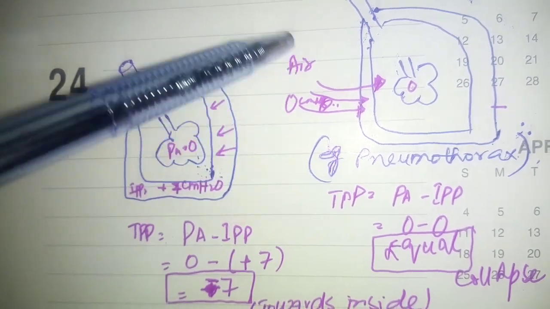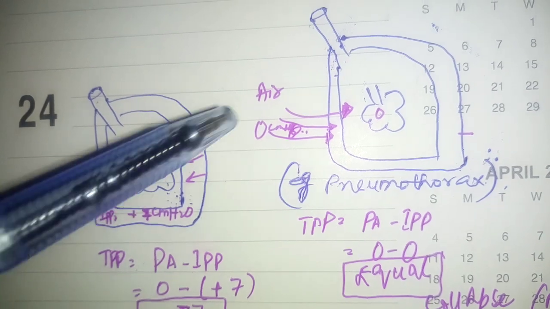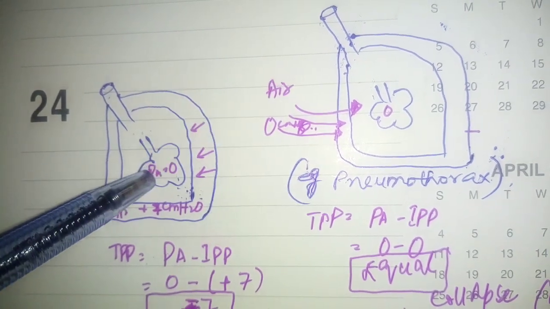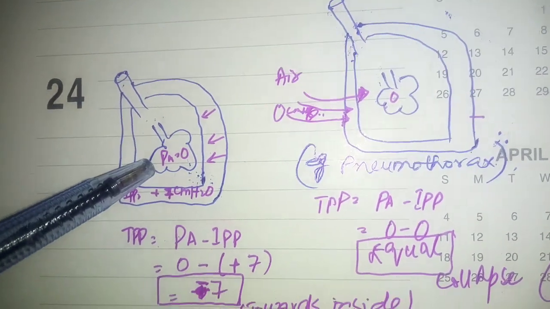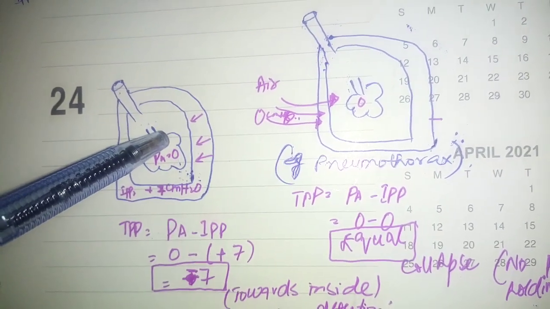That means the transpulmonary pressure is negative, and negative transpulmonary pressure will allow the air to come inside the lung. That means towards inside during deflation.